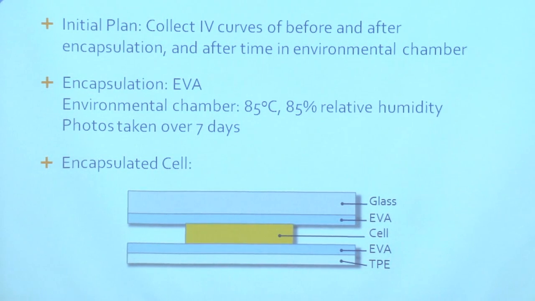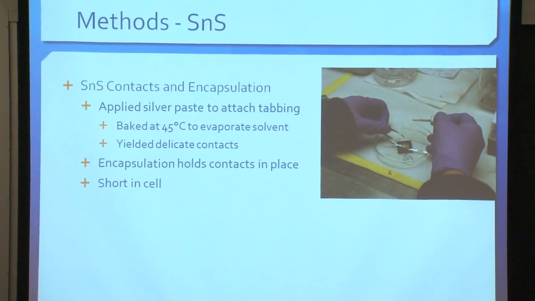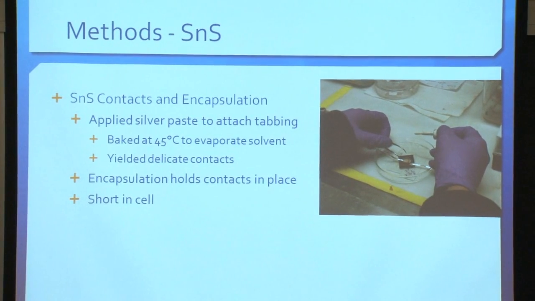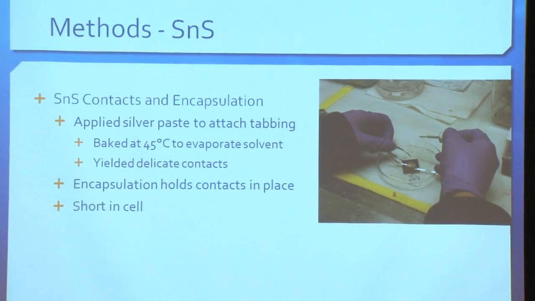Here's a schematic of an encapsulated cell. It's a layer of glass followed by a layer of EVA, then the solar cell, another layer of EVA, and then a TPE backsheet, again, industry standard. For our tin sulfide, we actually omitted the glass layer in our encapsulation because the cell was made with glass.